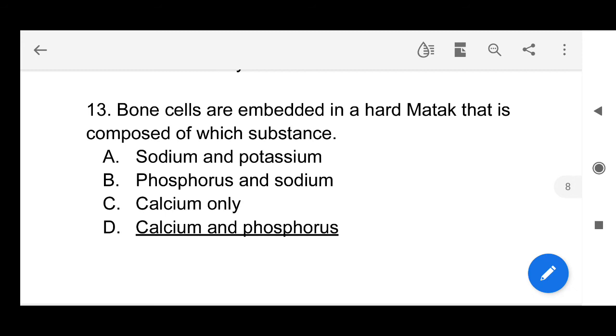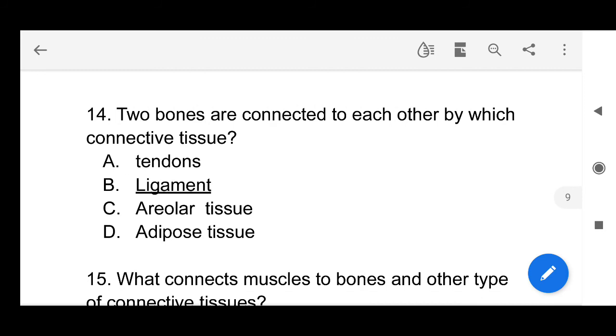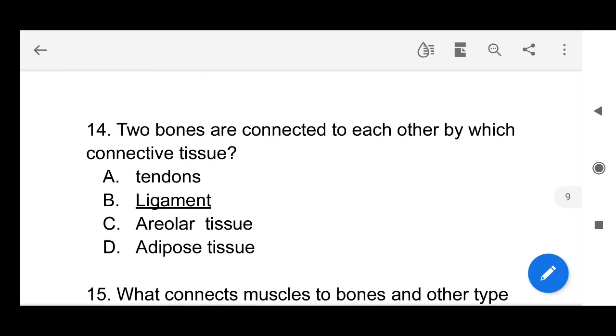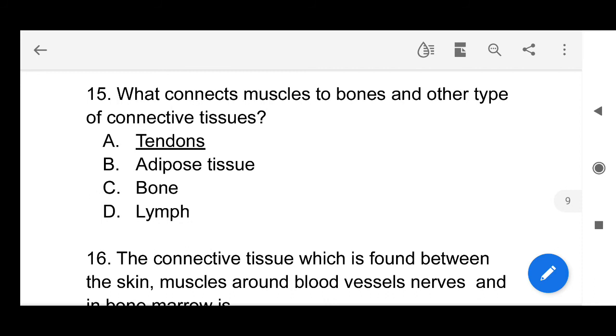Next question, bone cells are embedded in a hard matrix that is composed of which substances? So here, bone cells are embedded in a hard matrix and that is made up of calcium and phosphorus. Next question, two bones are connected to each other by which connective tissue? So ligament is a connective tissue which connects two bones with each other. Next question, what connects a muscle to bones and other types of connective tissue? Here the answer is simple, tendons. It connects muscles to bones and other types of connective tissues.